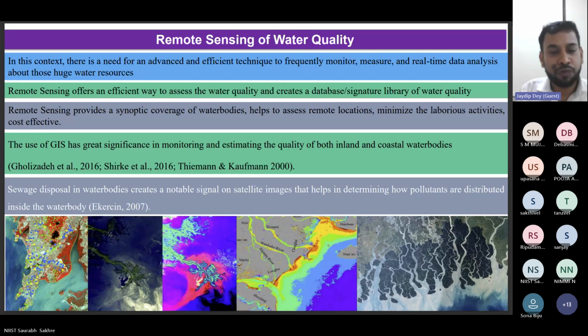Sewage disposal in a water body creates a notable signal on satellite images that helps to detect how pollutants are distributing and their pattern inside the water body. Here you can see different satellite images across the globe. Here it is the Mumbai area. This is the Birdfoot Island. Here it is the Ganga Delta. So here you can see the huge sediment load, rich sediments in ocean water across the globe. Next, please.